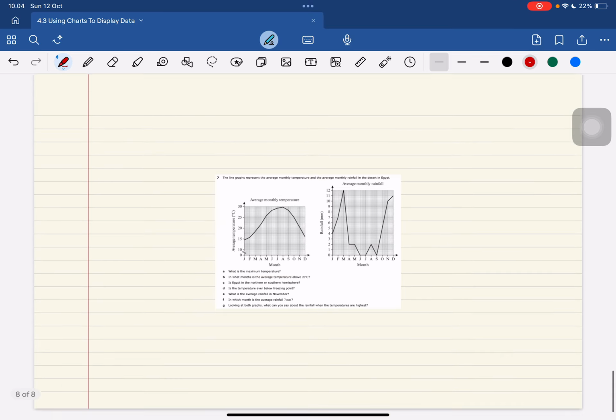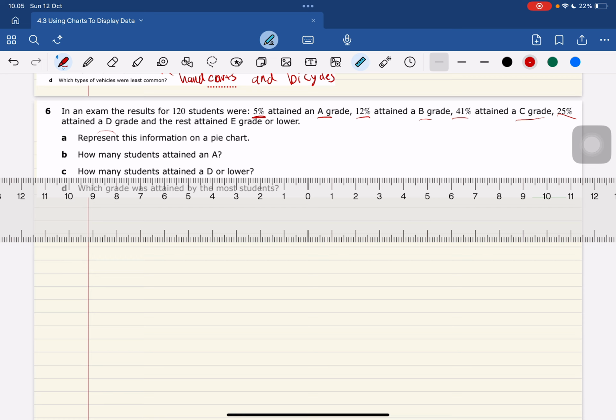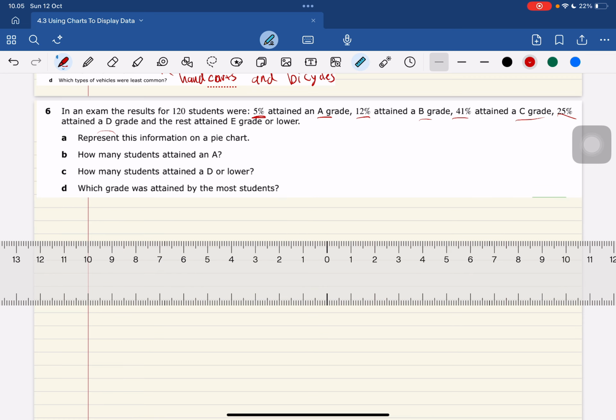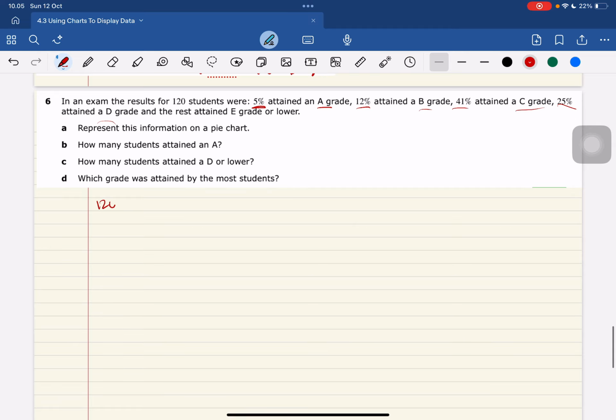Okay, next, number 6. In an exam, the result for 120 students were 5% attained an A grade. Look at it, 5% is A, 12% is B, and 41% is C, and 25% is D. And the rest attain a grade of lower. Okay. We need to use a protractor, but I don't have one. So you will use it, but I will convert into the angle.